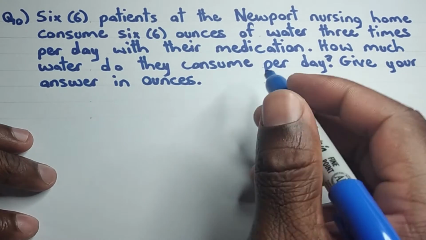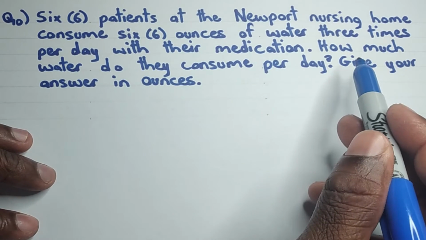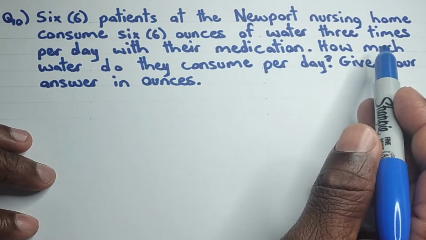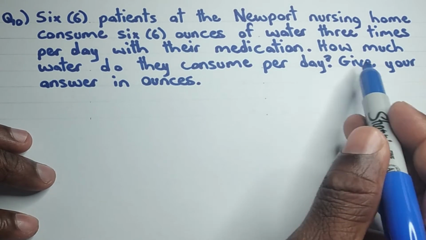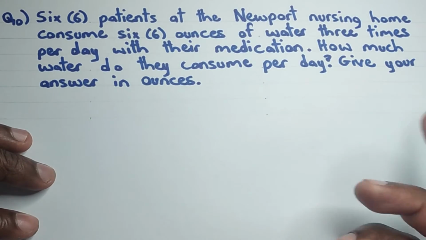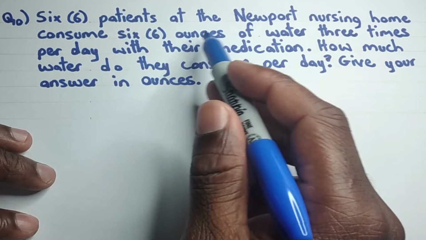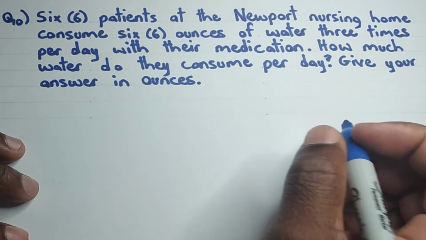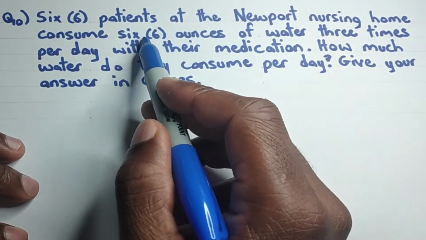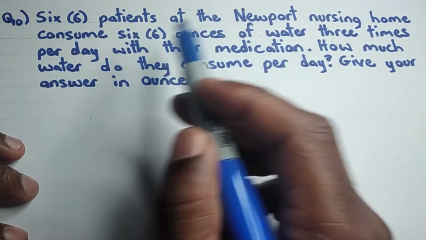Another thing to look at is what they ask us: how much water do they consume per day? And they want us to give our answer in ounces, which is the unit we have been looking at here already. So how do we go about finding this? We know that they receive 6 ounces of water 3 times per day.